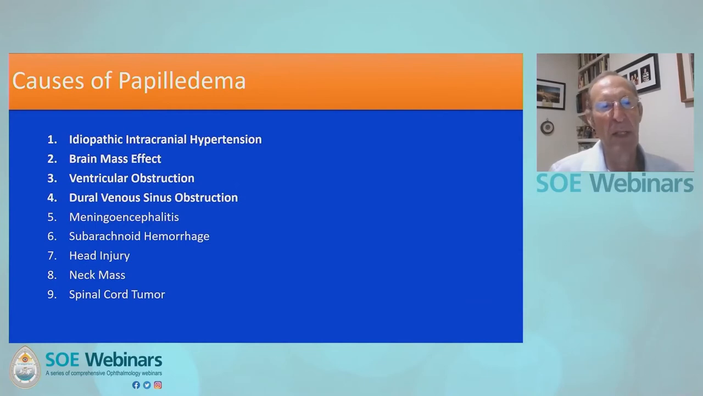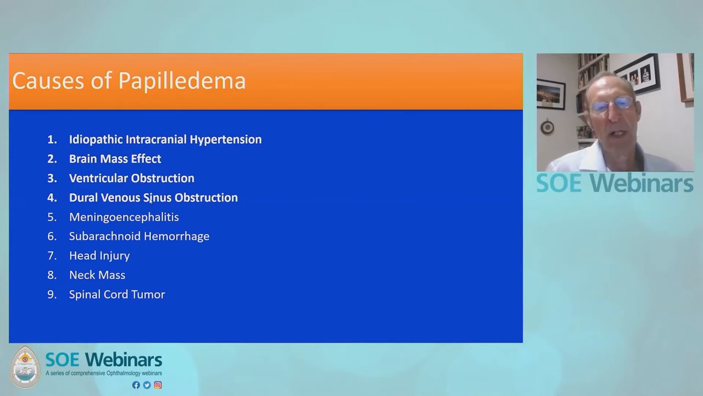Now, here are the causes of papilledema. A comment about each one. I believe idiopathic intracranial hypertension requires no explanation. You're quite familiar with it. It's pretty much the ophthalmologist's papilledema. Brain mass effect certainly can cause it. You know, brain tumors or hemorrhages or subdural hematomas can certainly do this, but generally speaking, they have to be quite large before they will produce papilledema, unless they are also obstructing ventricular outflow, in which case, if properly situated, where they're blocking the outflow of cerebrospinal fluid, then yes, they can certainly be small and cause papilledema. The fourth cause is dural venous sinus obstruction, which is something you must not forget.